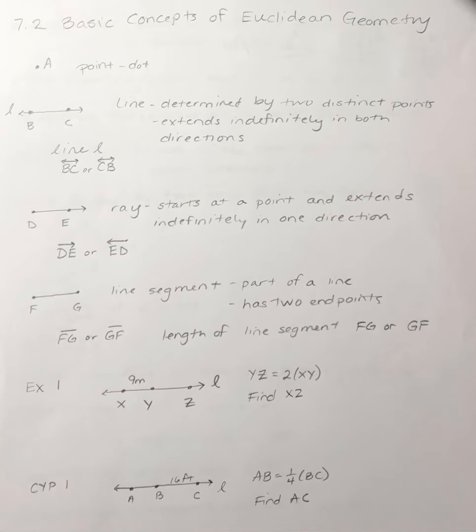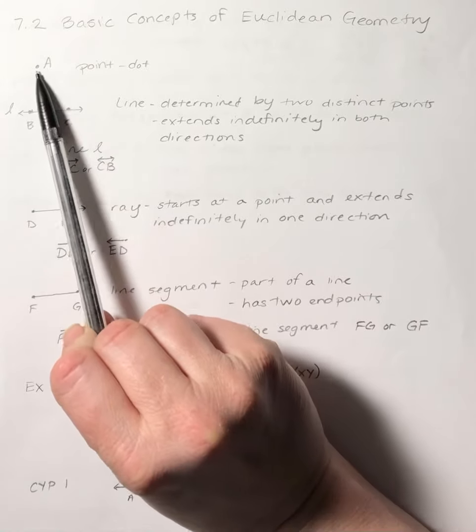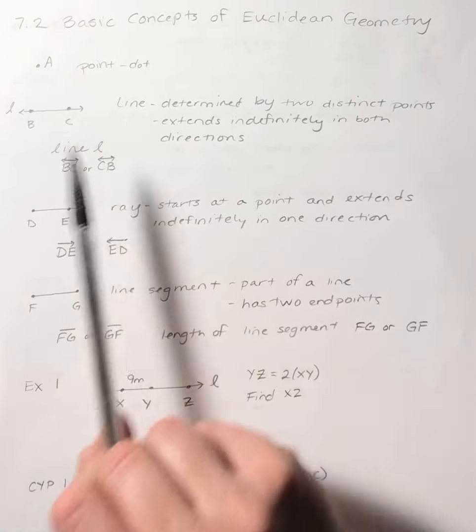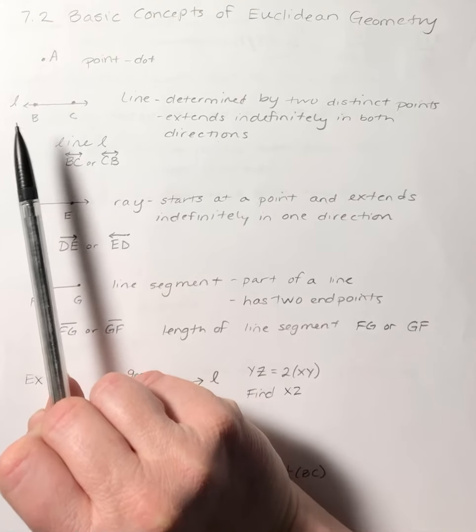So, definitions, lots of them. First thing we have is a point. A point is a dot. It's named with a capital letter. A line. A line is determined by 2 points.